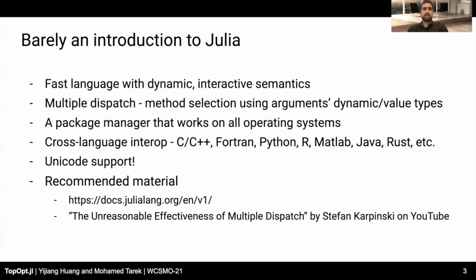So besides the design of the Julia programming language, which makes it dynamic and fast, Julia actually has a really great package manager that just works on all operating systems, so Windows, Linux, and Mac. We have great cross-language interoperability. You can call functions or packages from pretty much all the famous programming languages you can think of. And one of my personal favorite features is Unicode support. So you can write, like using Greek letters for your math symbols, like rho and sigma and so on.